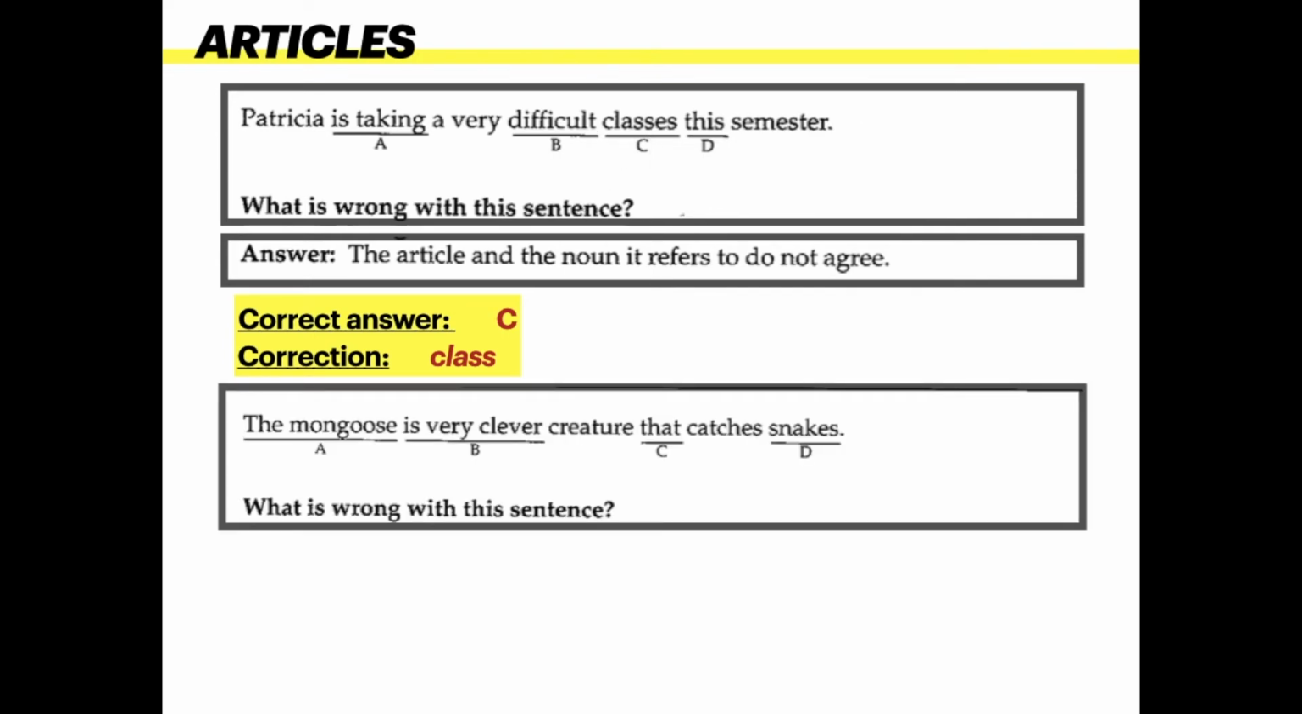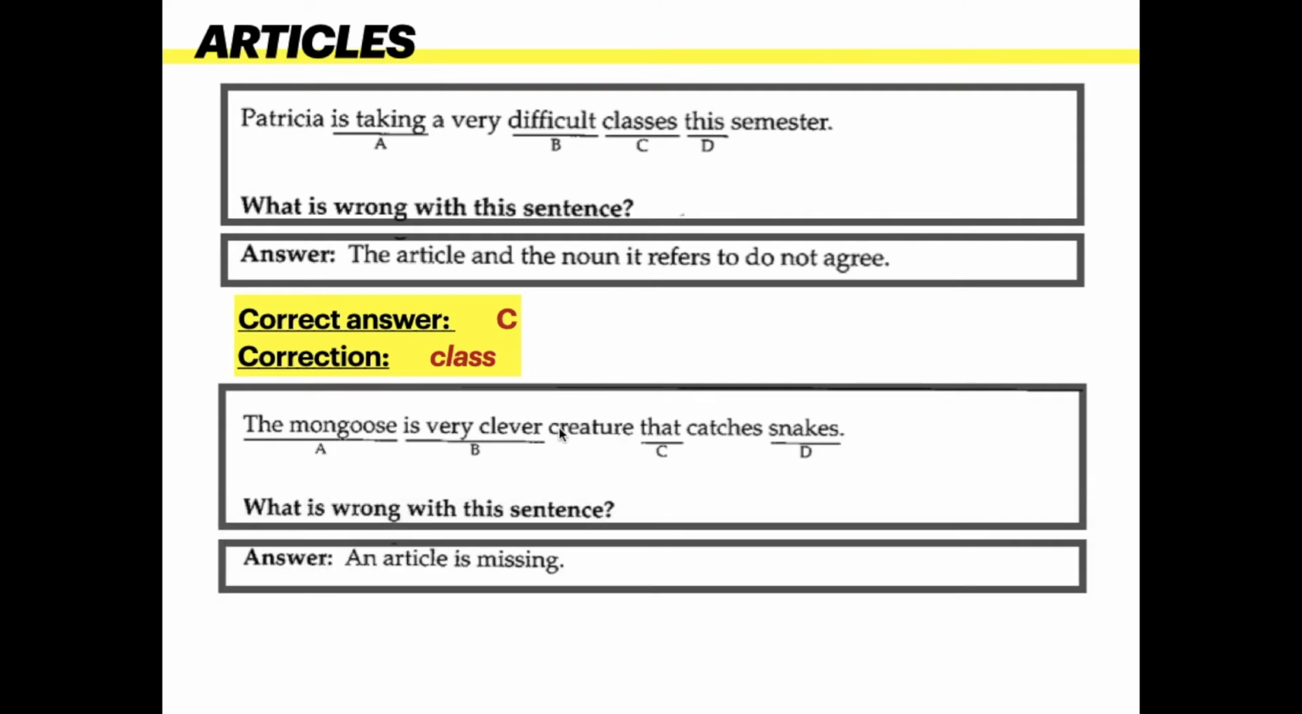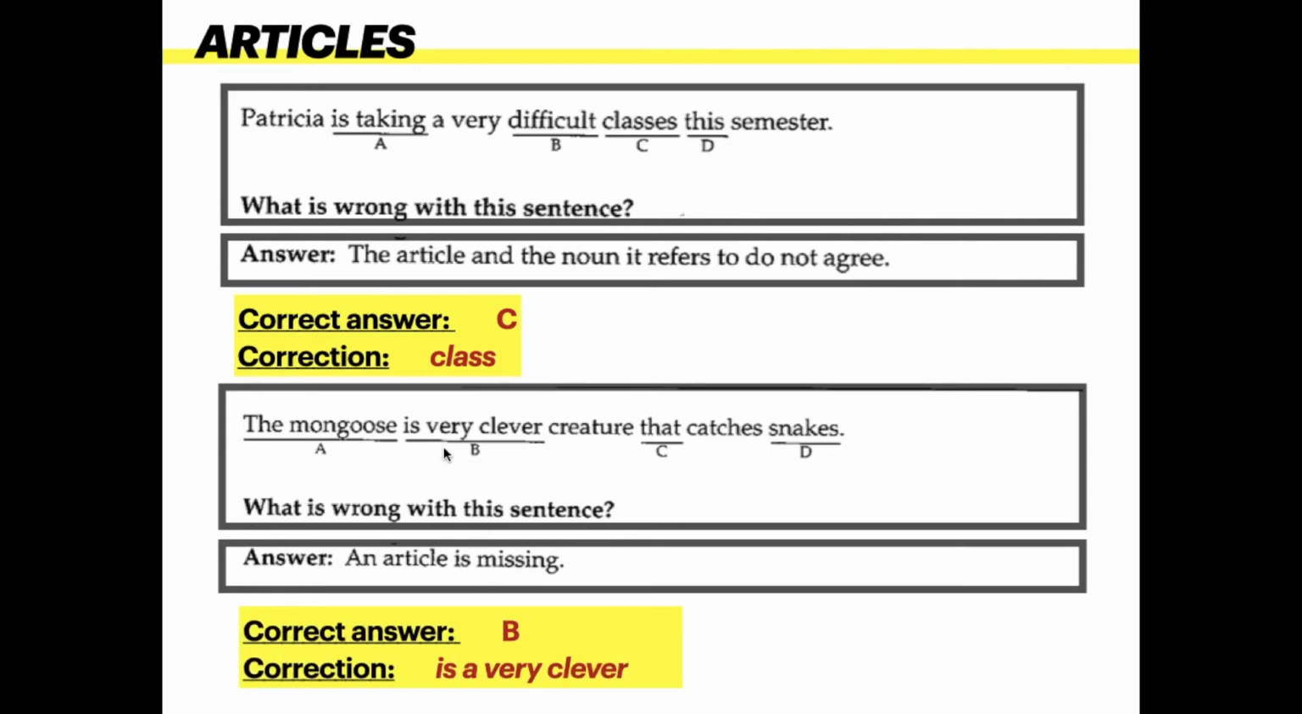Another example. The mongoose is a very clever creature that catches snakes. What's wrong with this sentence? So look, we're talking about creature, singular, and we don't have an article before, you see? So we need an article. An article is missing. So here the correct answer is B. And how do we correct it? The mongoose is a very clever creature. We have here a, okay? Remember, if it's singular, you always need an article.